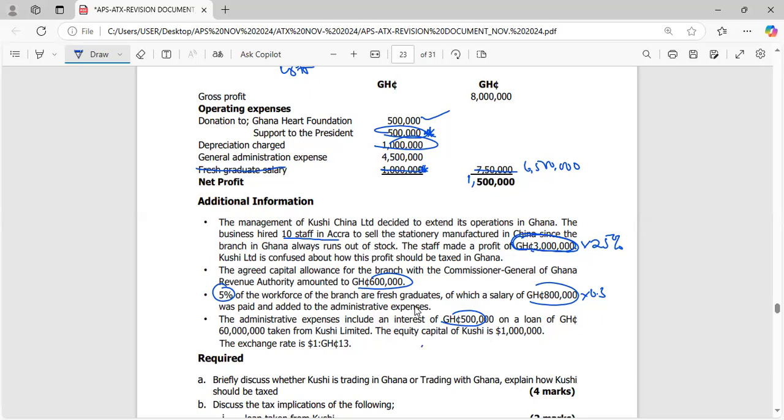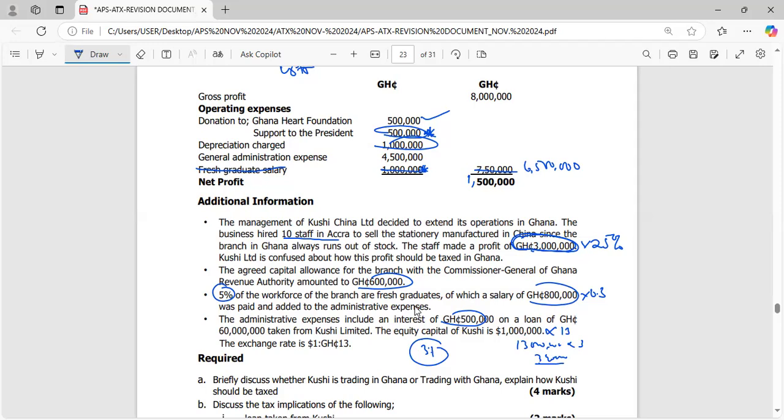So the debt to equity ratio is 3:1. The equity is 1 million USD. We convert it to Ghana cedis, so we multiply by 13. That gives 13 million. Multiplied by 3, that gives you 39 million. So the allowable interest is 39 million divided by 60 million, multiplied by the 500,000. The amount you get is the amount that can be deducted from income before the Kushi branch in Ghana will pay tax.